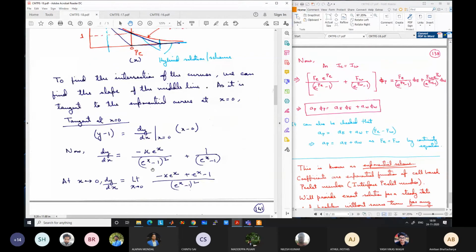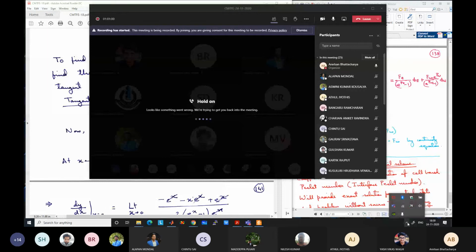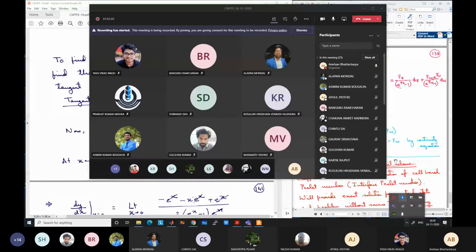I should have put some more steps here. You can try to write and check. So by taking it by parts, you can take the derivative and it will lead to minus x e to the power x. Very simple derivation. You try this, it's a very simple derivation, and I hope again the internet has come back. This is creating big problem.